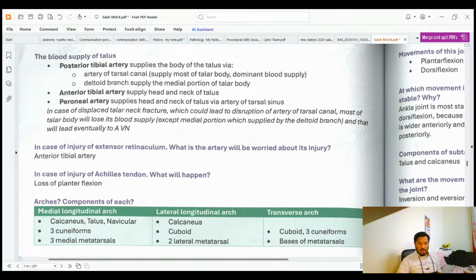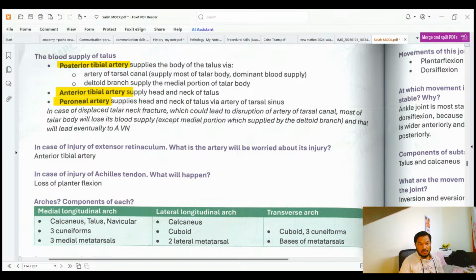The blood supply of the talus: posterior tibial artery, anterior tibial artery, and peroneal artery.